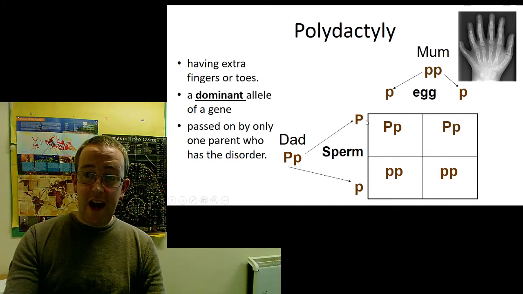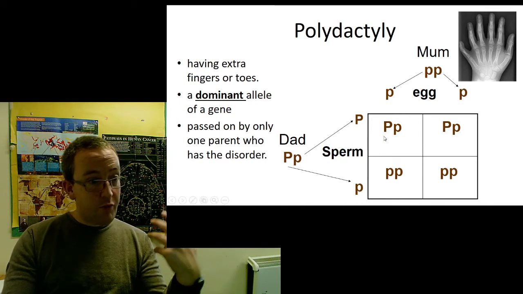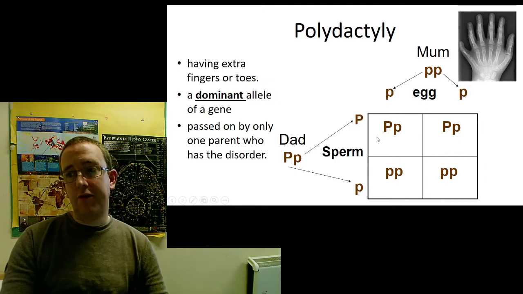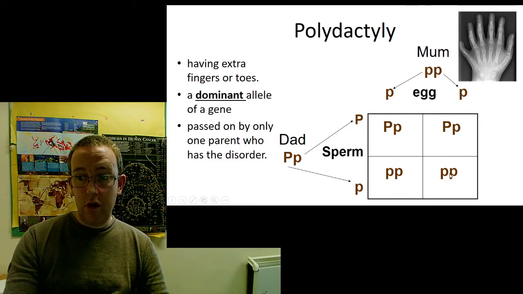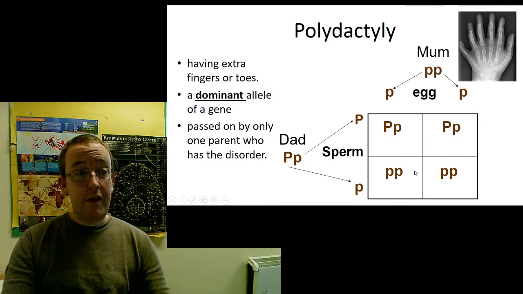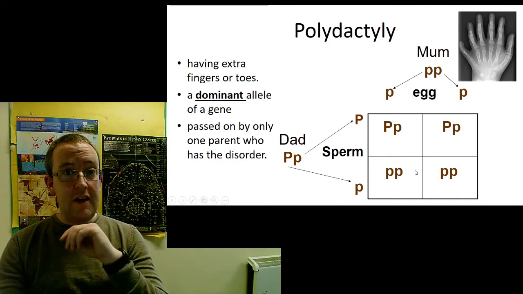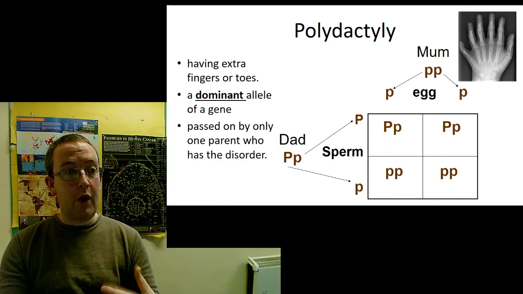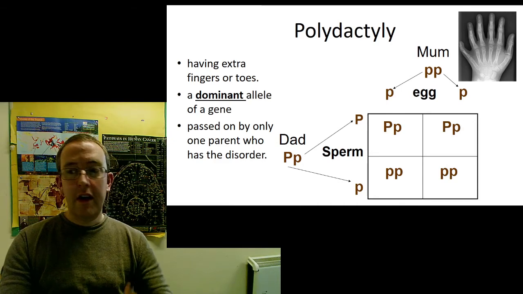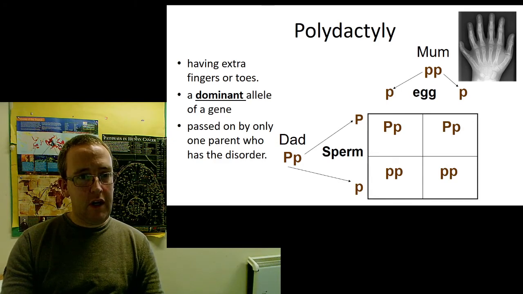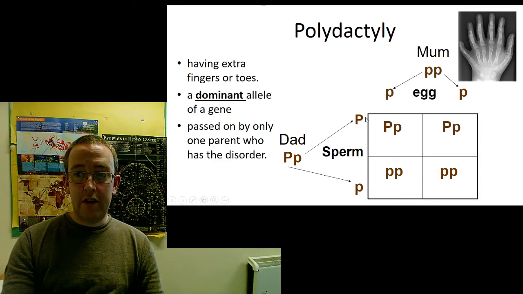So with dominant in one sperm and recessive in the other, what's the probability of getting an extra finger in this scenario? Well, 2 out of 4, or a half. And this is exactly the same as the inheritance of gender, the inheritance of biological sex, rather, which we talked about in the last lesson. So it's the dominant P there that gives you an extra finger.